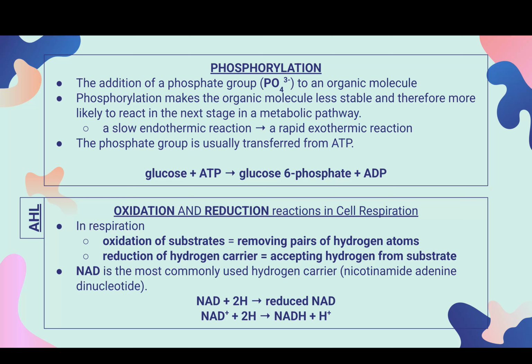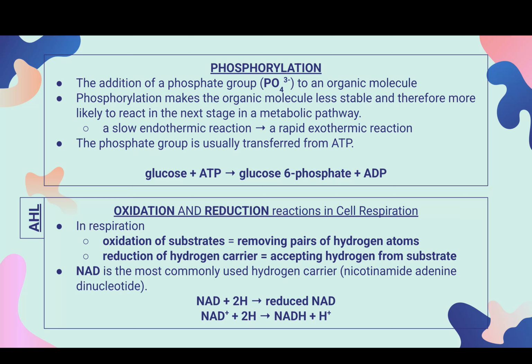So for anyone who does take chemistry as well, it'll basically go from a slow endothermic reaction to a rapid exothermic reaction. And the phosphate group is usually transferred from ATP. So when you add glucose and ATP, you get glucose 6-phosphate. When you break down glucose with ATP, you get glucose 6-phosphate.